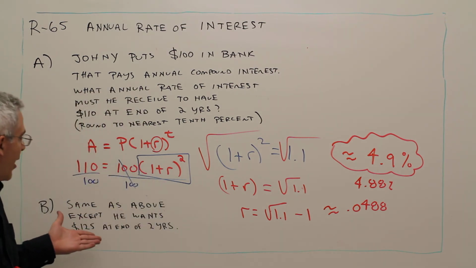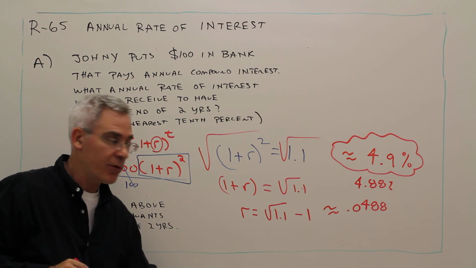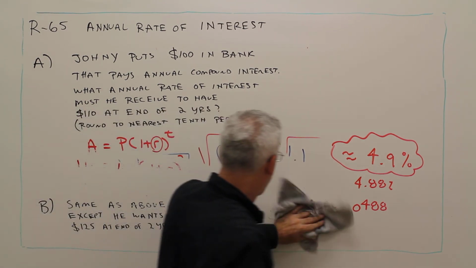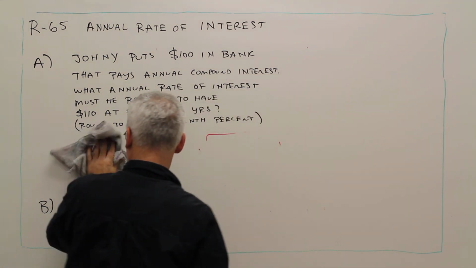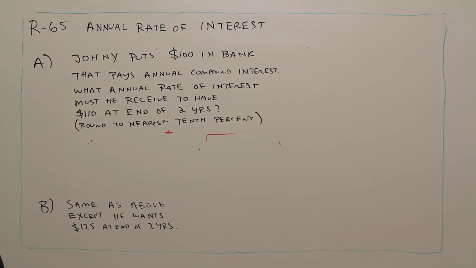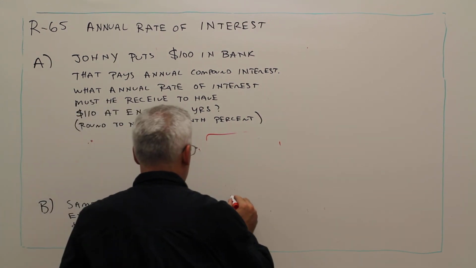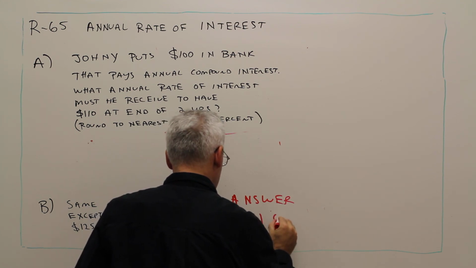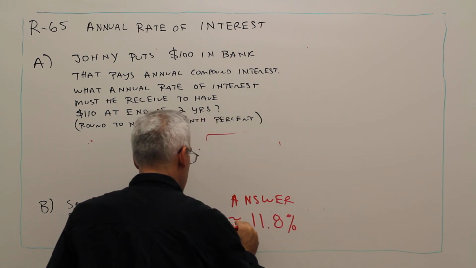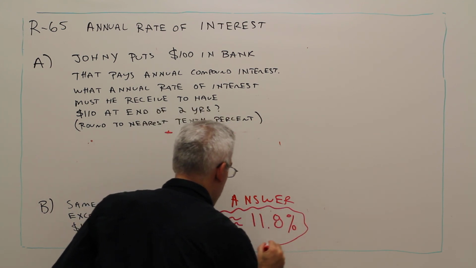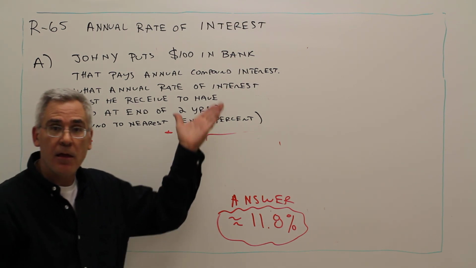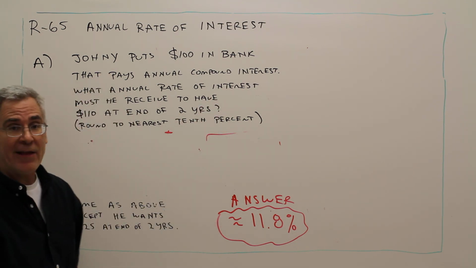All right, the second problem, same as above, except he wants $125 at the end of 2 years. If you want to try to work it out, it's very similar. I'll write the answer momentarily. The answer to the second problem is about 11.8%. And there you have it, how to work with annual rate of interest.